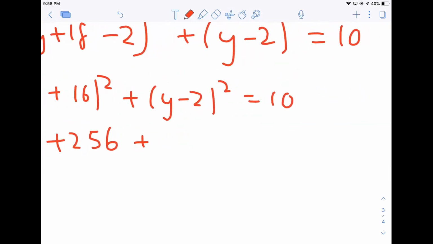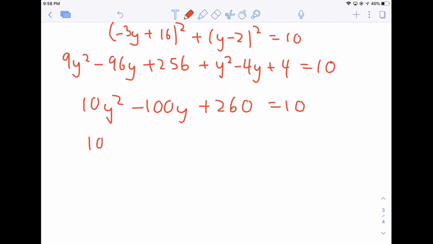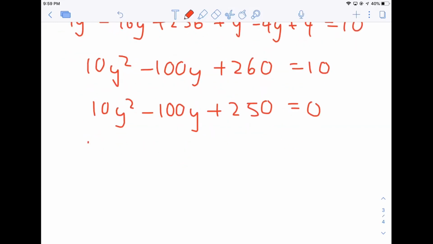Squaring the other term, we'll get y squared minus 4y plus 4. All of this is equal to 10. Combining like terms, we get 10y squared minus 100y plus 260 equals 10. We've got this quadratic. Let's make it equal 0: plus 250 equals 0. Notice we've got a GCF again. I factor out 10: y squared minus 10y plus 25 equals 0.